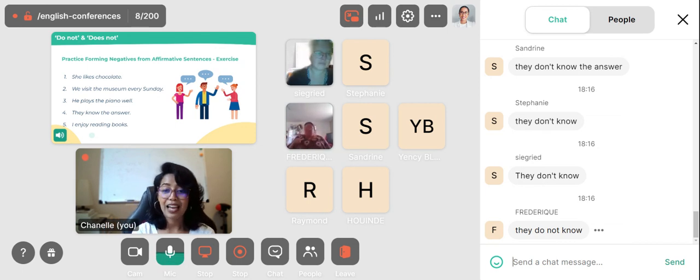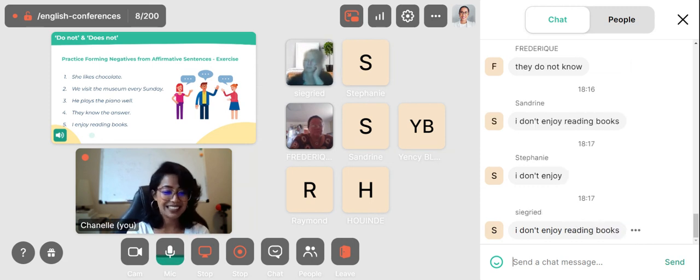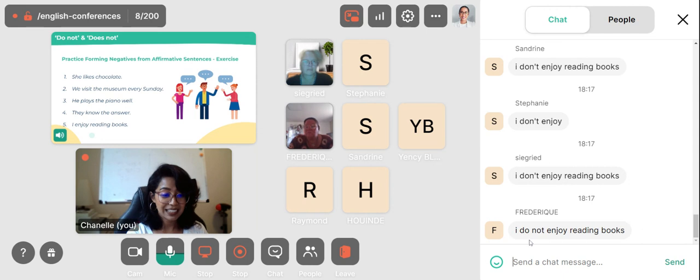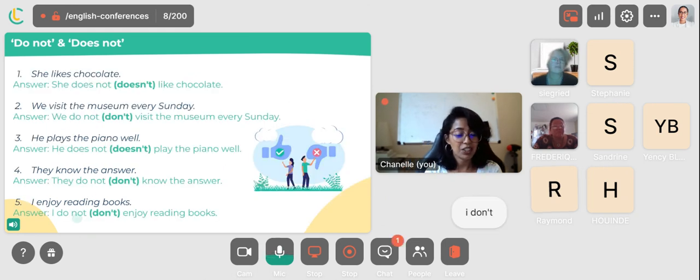Number 5, I enjoy reading books. I don't enjoy reading books. Thank you, Sandrine. Stephanie, I don't enjoy reading books. Parfait. Sigrid, I don't enjoy reading books. Parfait. Frederic, I do not enjoy reading books. So these are how we turn them into the negative. And you will see on the next page we have the negative answers.